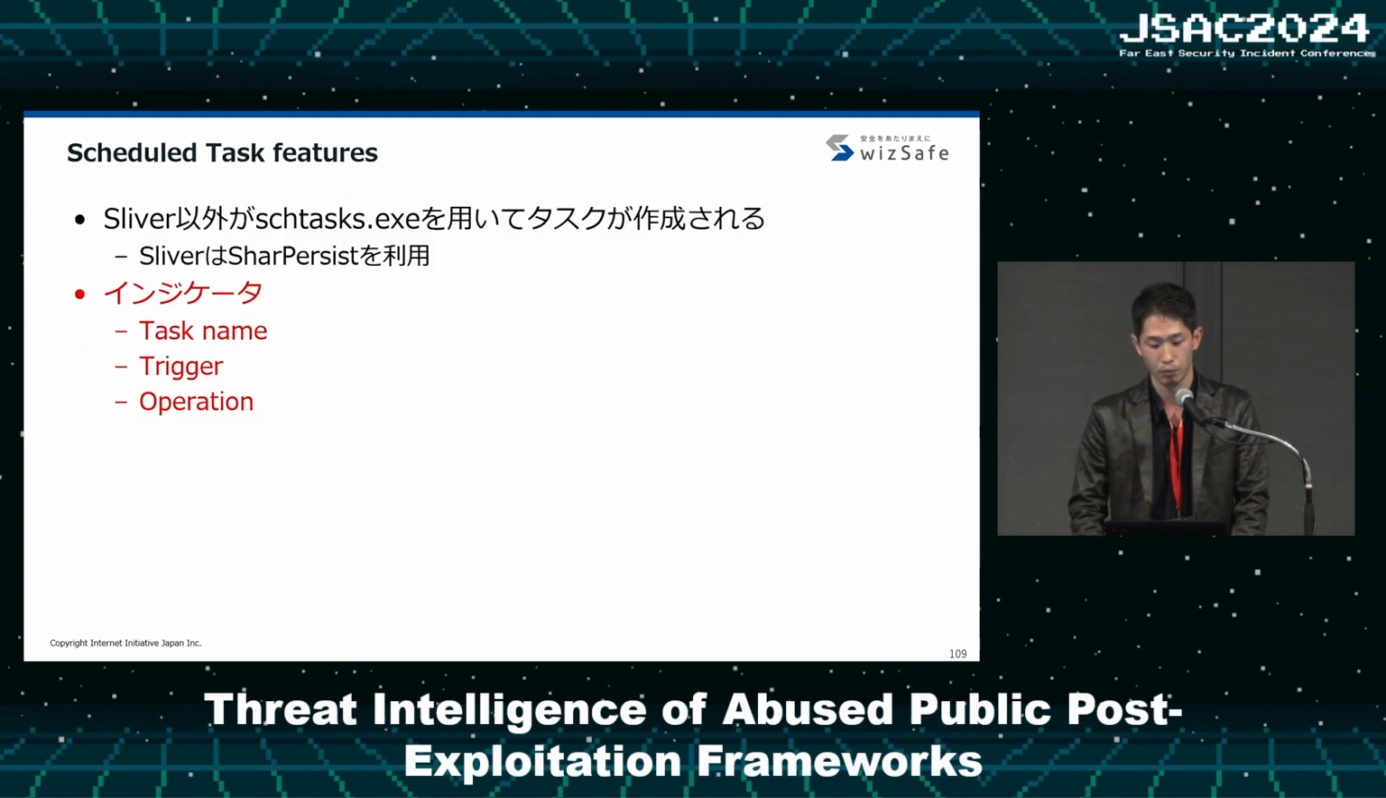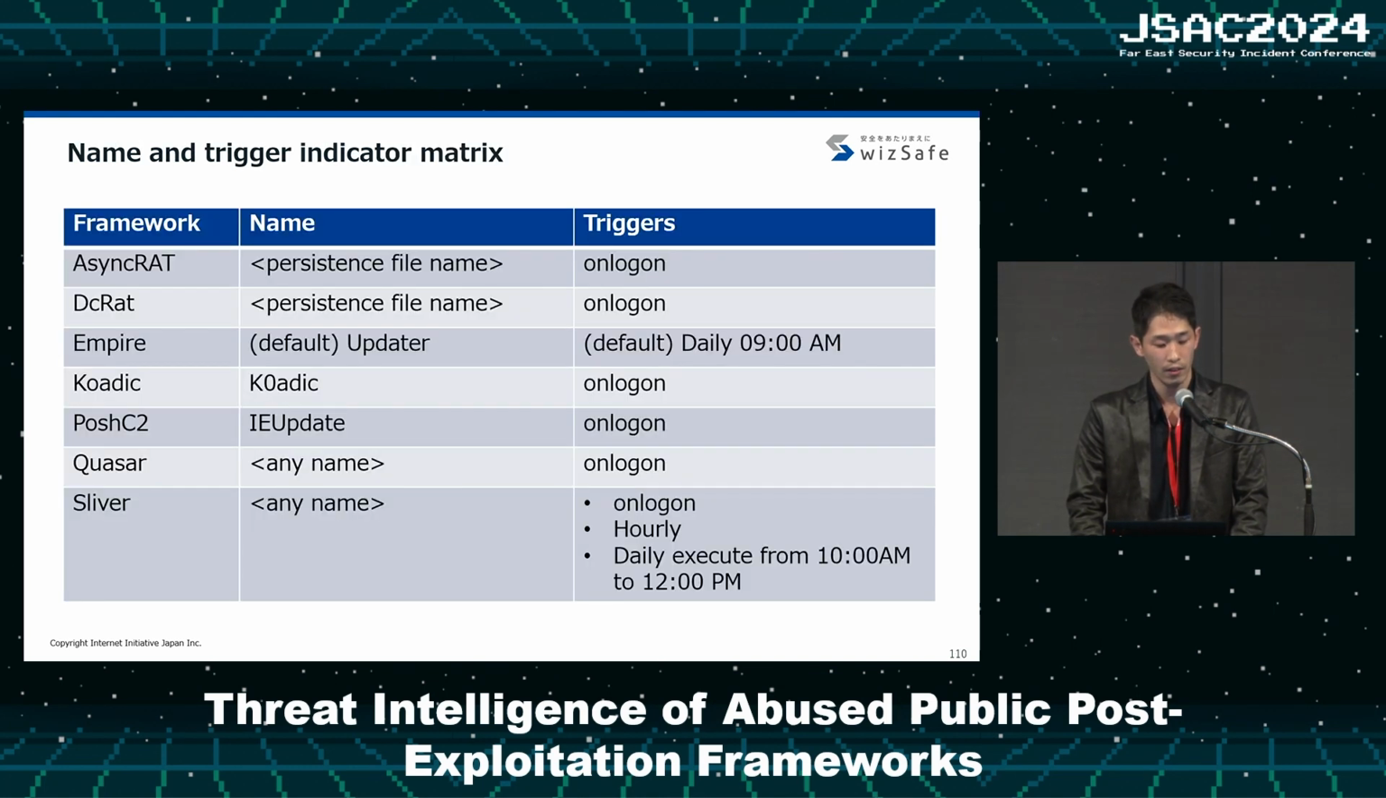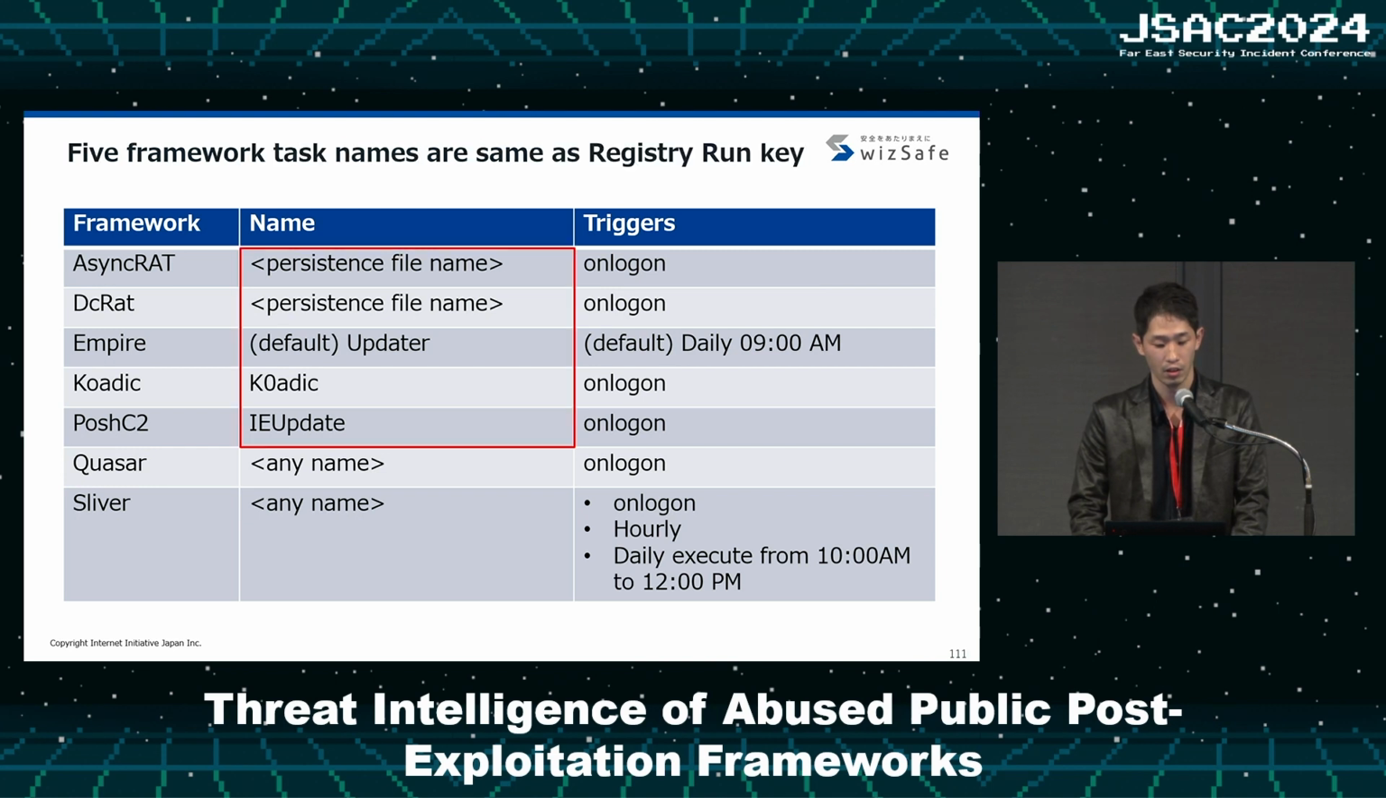Next, let me talk about scheduled tasks. When it comes to scheduled tasks, schtasks.exe is used to generate the task, except for Sliver. So for that, we must have a log of the execution and the generation. Other than that, the chart assist is used to generate it, so there is no execution trace in Sliver. For the indicators, the name of the task, the trigger, and the operation are used. First of all, this is the task name and the trigger.